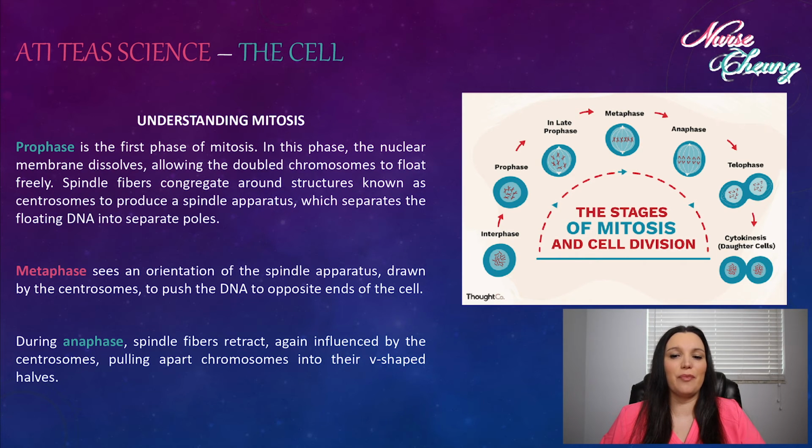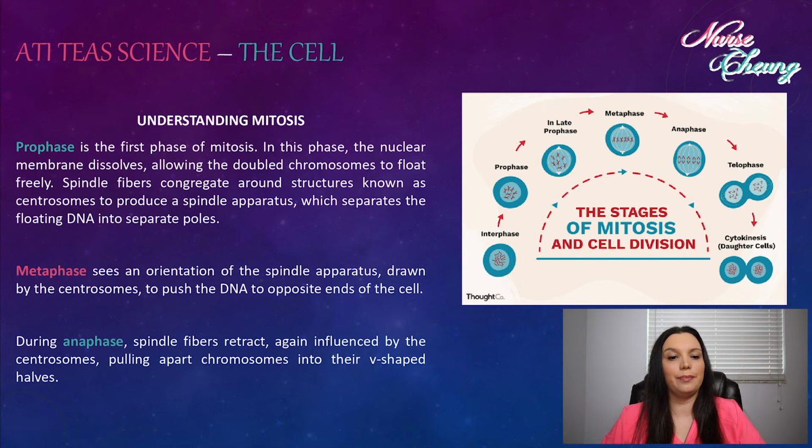To begin the stages of mitosis and cell division, we know that prophase is the first phase of mitosis. In this phase, the nuclear membrane dissolves, allowing the doubled chromosomes to flow freely. Spindle fibers congregate around structures known as centrosomes to produce a spindle apparatus, which separates the floating DNA into separate poles.